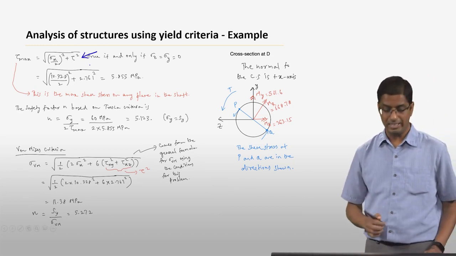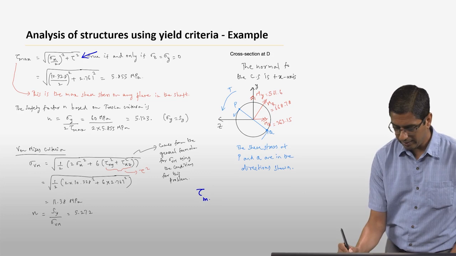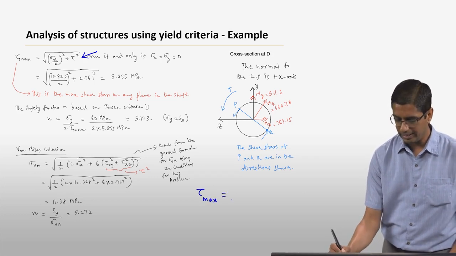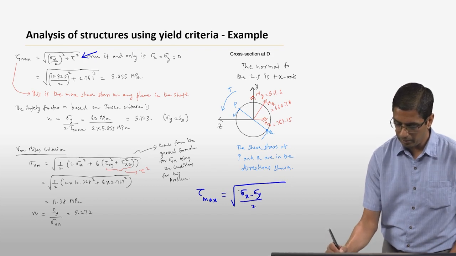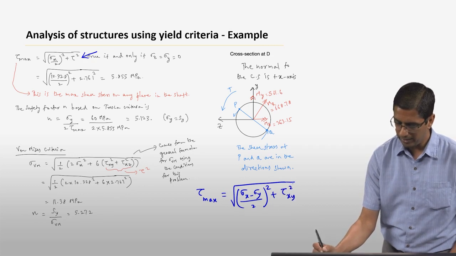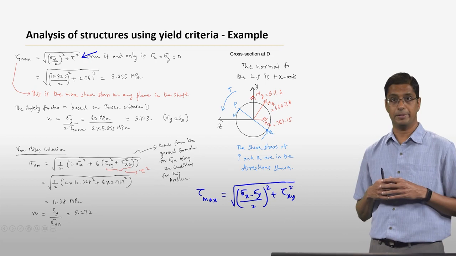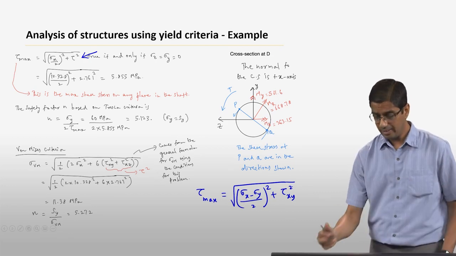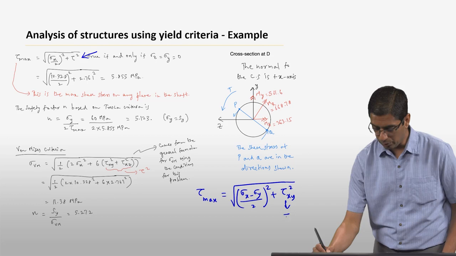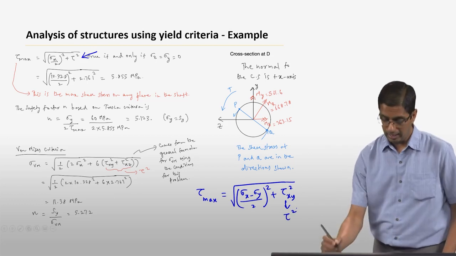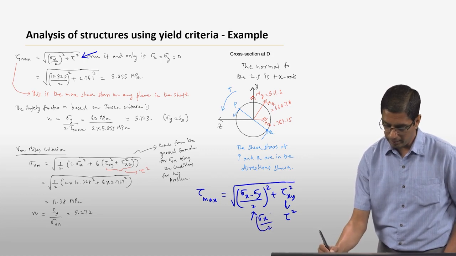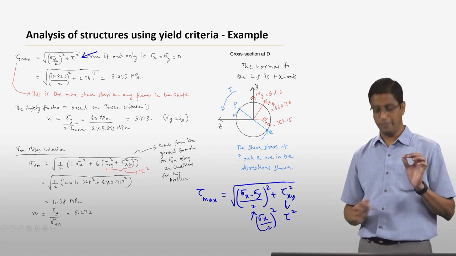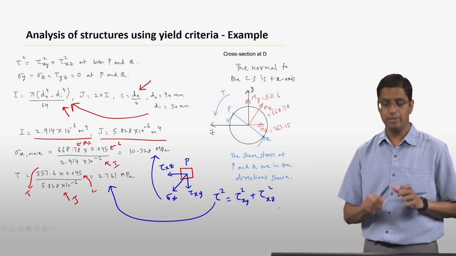Where that comes from, if you recall, is that tau max for a 2D stress state is given by the square root of ((sigma x minus sigma y) divided by 2) the whole squared plus tau xy squared. That is what we learned for 2D stress transformations. In this case, this tau xy squared is nothing but tau squared, and this is just (sigma x by 2) the whole squared because sigma y is 0. That's why I went back and talked to you about this.